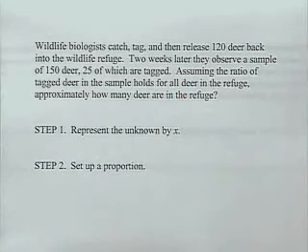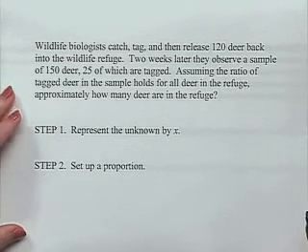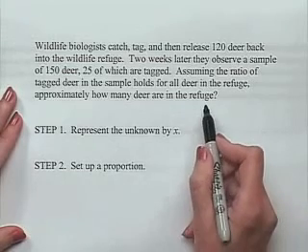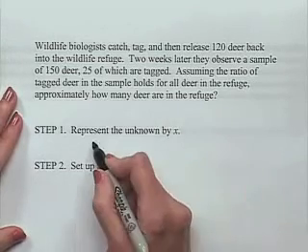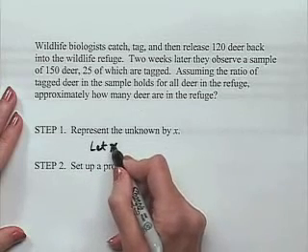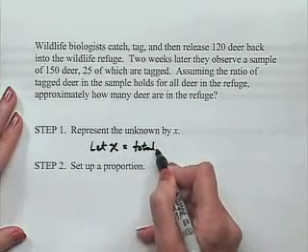Now let's look at a word problem dealing with population of wildlife. Wildlife biologists catch, tag, and then release 120 deer back into the wildlife refuge. 2 weeks later, they observe a sample of 150 deer, 25 of which are tagged. Assuming the ratio of tagged deer in the sample holds for all deer in the refuge, approximately how many deer are in the refuge? Step 1. Let's represent the unknown by X. Well, the question we're trying to answer is, how many deer are in the refuge? So let's let X equal the total population of deer.